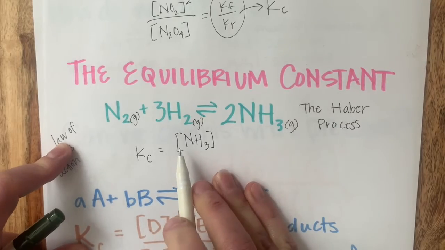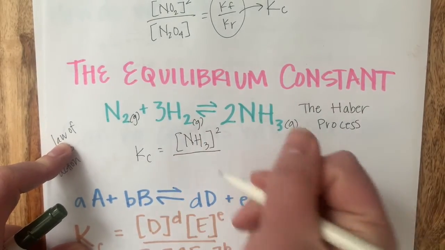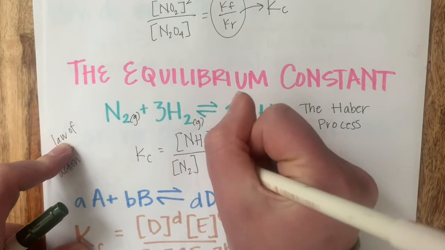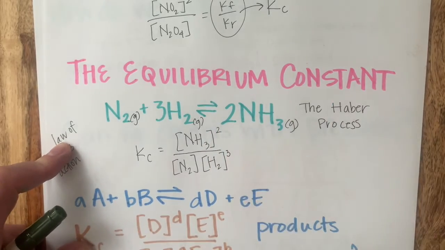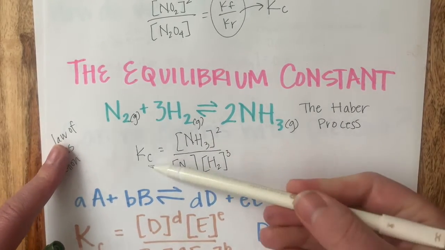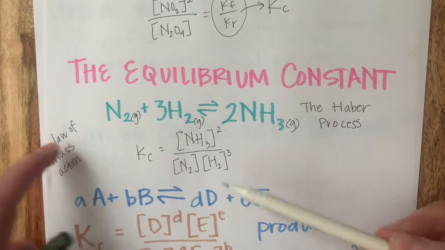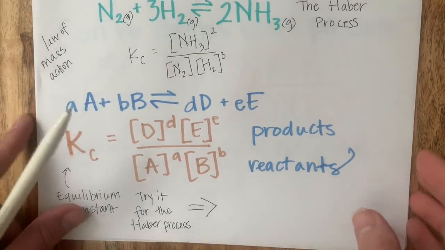There are no 2's out here, okay? That's not where they go. It goes up here. Okay, so there's our product over our reactants. So we have the concentration of N2 and the concentration of H2 to the third. Okay, some things you need to do. If you're writing Kc, you have to have brackets to show that this is concentration. You have to raise them to the power of their coefficients. Okay, so there we go. That's the answer.